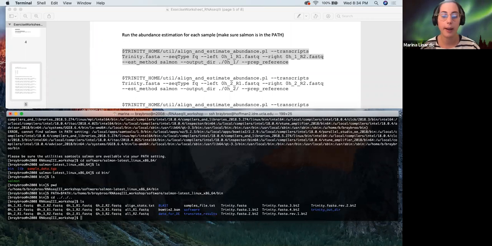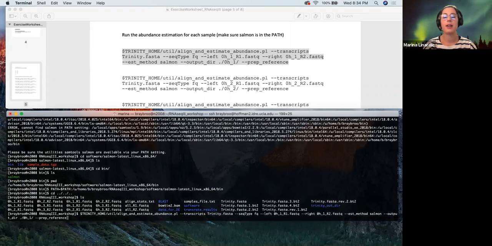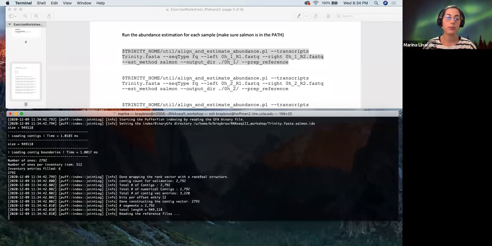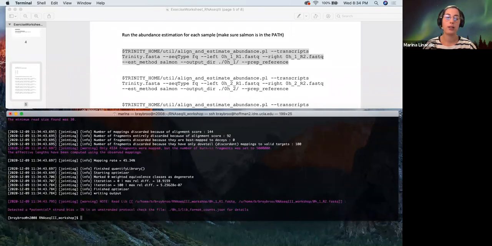ls. Okay, we're back. So now if we go up with the arrows to find our command so we don't have to type it, there it is. And we press enter. And now it's working. Okay, it finished really fast.